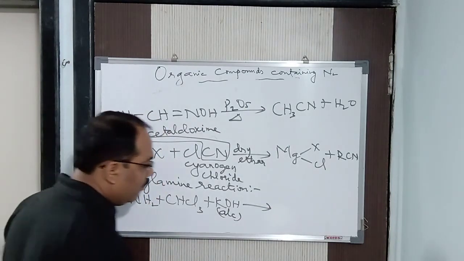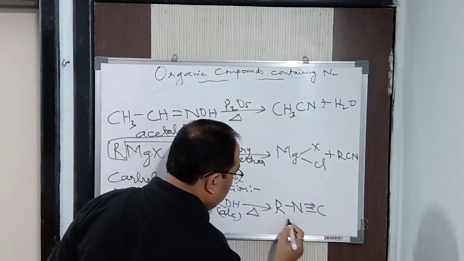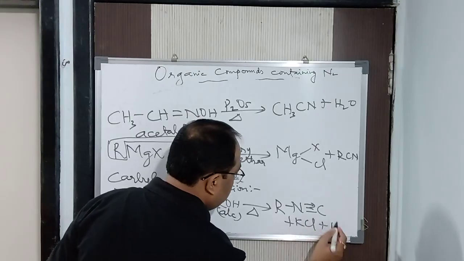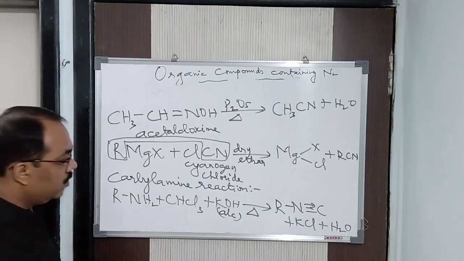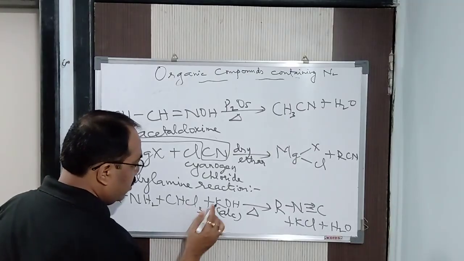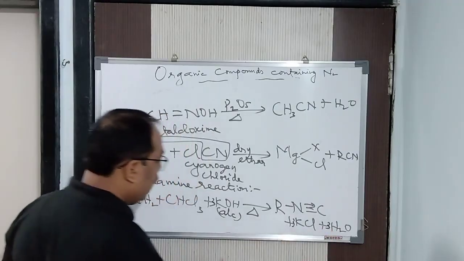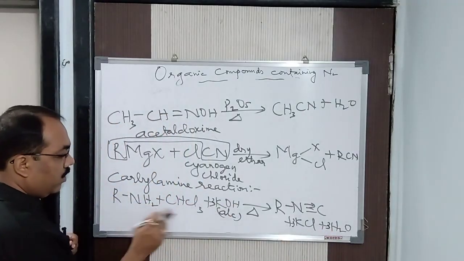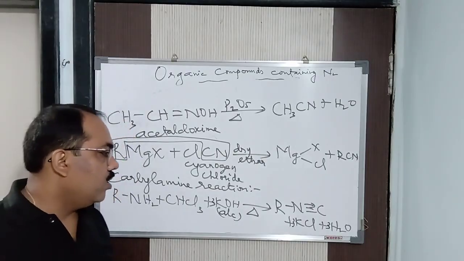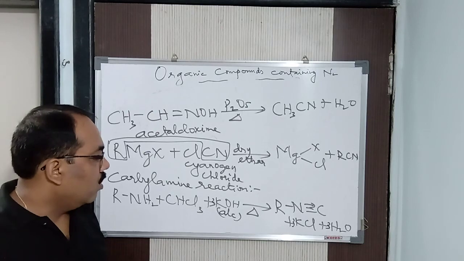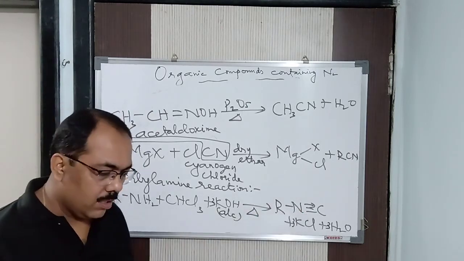So what am I going to get here? I am going to get RNC, this is a carbylamine, plus KCl plus water. So that is to balance it. Here 3 chlorine is there, so I want 3K, so that I will get 3KCl, and as a result I will get 3OH and 3 hydrogen, which is nothing but 3 water. So I got RNC, which is called carbylamine, in this way.